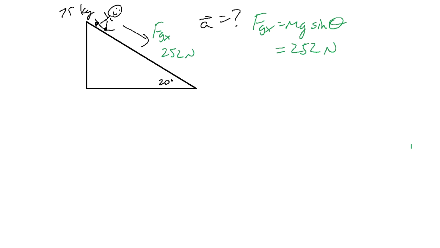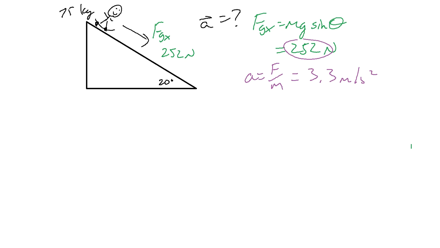Pretty straightforward. So to find his acceleration, that would be F over m. This is the only force acting on him, so I'm just going to use the 252. I divide that by the 75, and he's accelerating down the ramp at about 3.3 meters per second squared. It's very similar to the stuff you have done before, except for FGX and FGY, the idea of breaking apart the force of gravity to do different things.